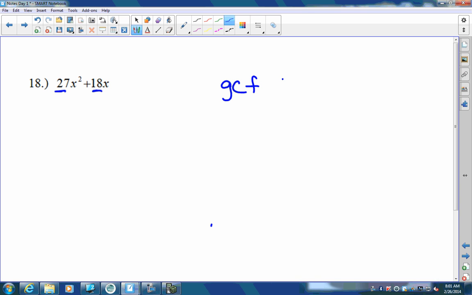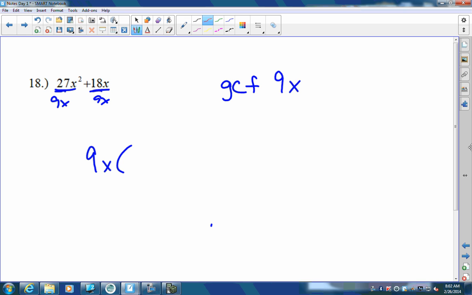So I have 9. What else should be there for the GCF? An x. There's an x in both of them, and the smallest exponent is a 1. So my GCF goes out front. I'm going to divide everything by 9x.